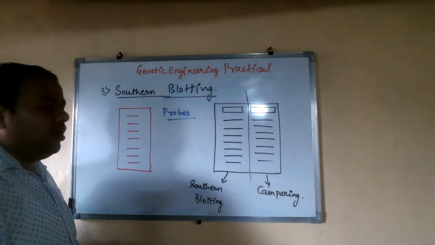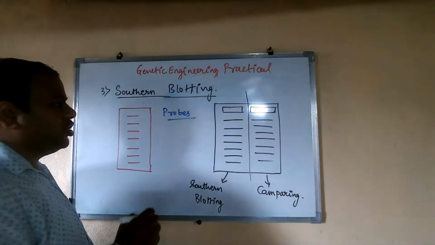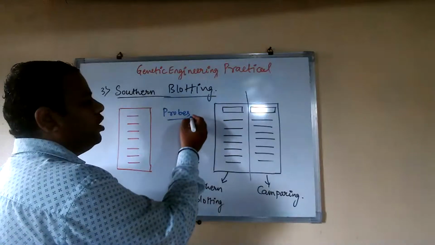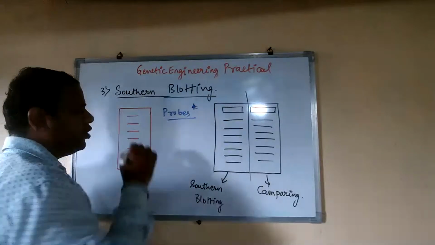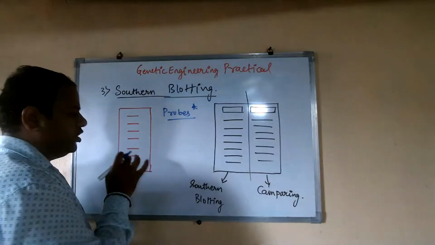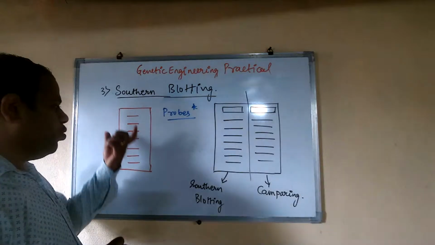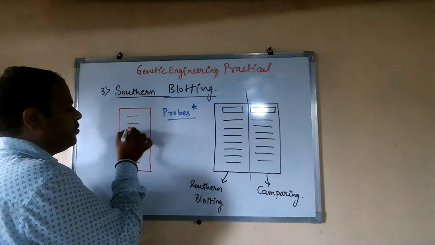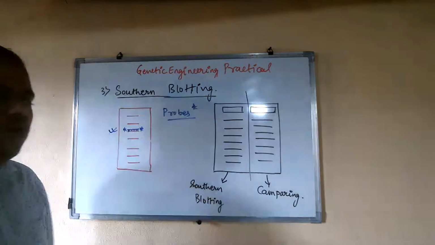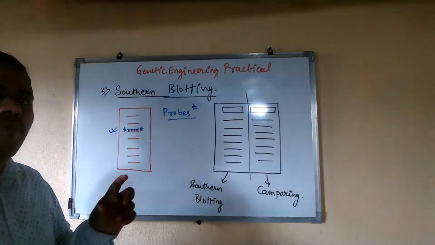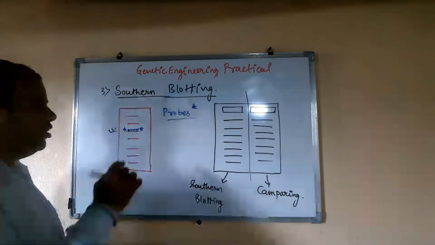In case of radio label detection, you are going to radio label the probe and then put that probe into this. The probe will go and bind to the particular place, for example this particular band on that nylon membrane, and you can say whether your particular fragment is there in that DNA sample or not.